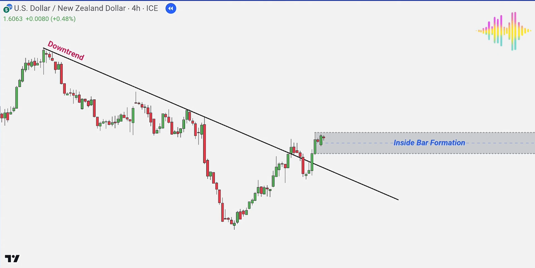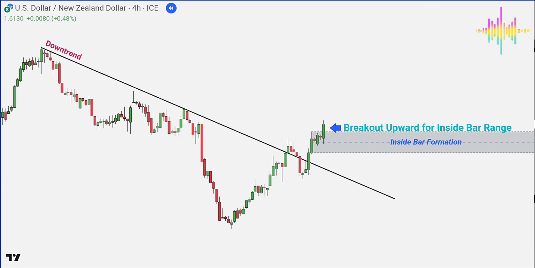And later, an inside bar formation occurred. A breakout to the upside of this formation will be a significant criterion for the price to start rising. In this case, attempting a long position would be a good choice. We can see that the inside bar area was broken with a high-volume bullish candlestick. It is possible to enter a long position.